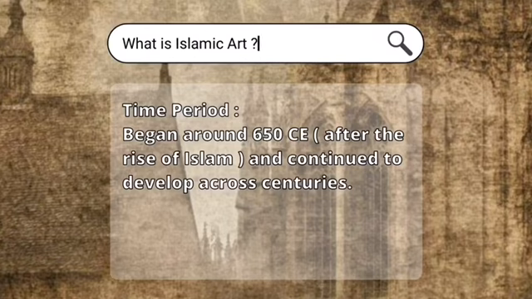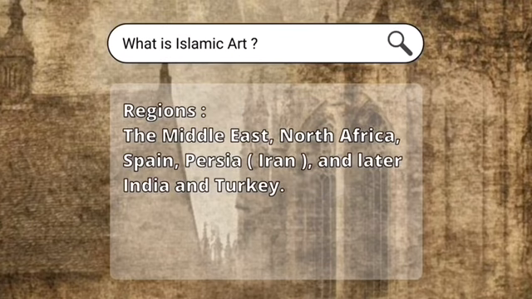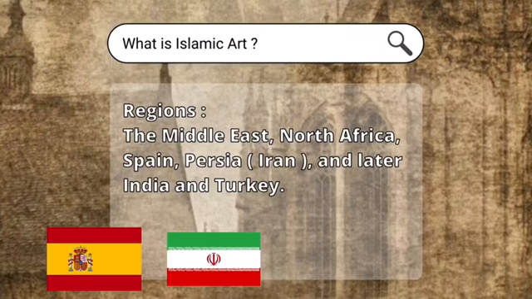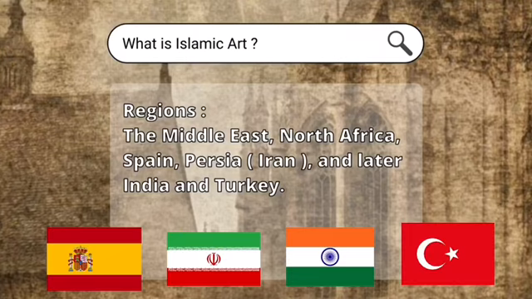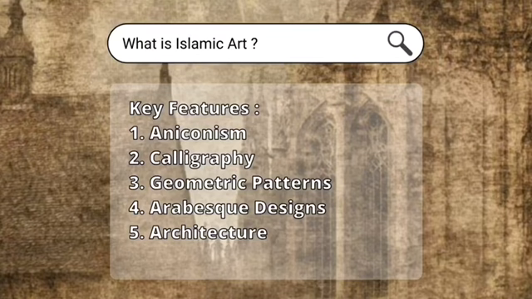Islamic art's time period began around 650 CE, after the rise of Islam, and continued to develop across centuries. Regions of Islamic art: the Middle East, North Africa, Spain, Persia, Iran, and later India and Turkey. Key features of Islamic art.